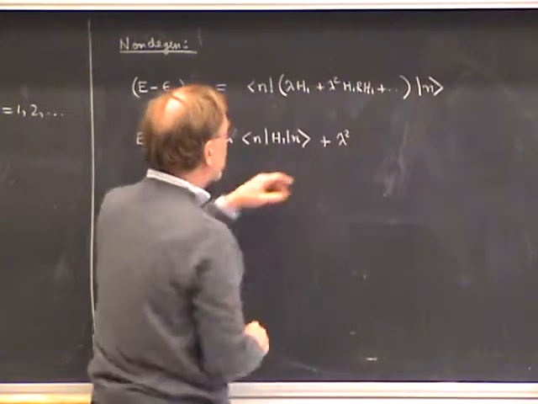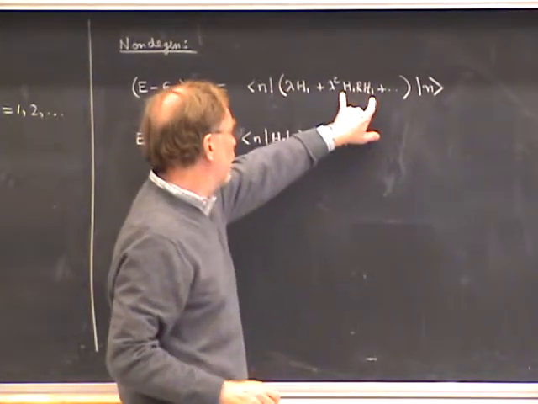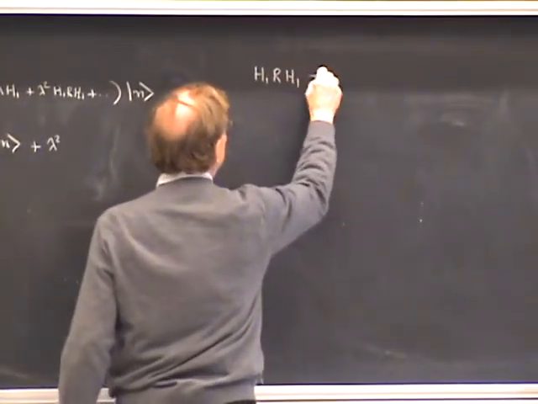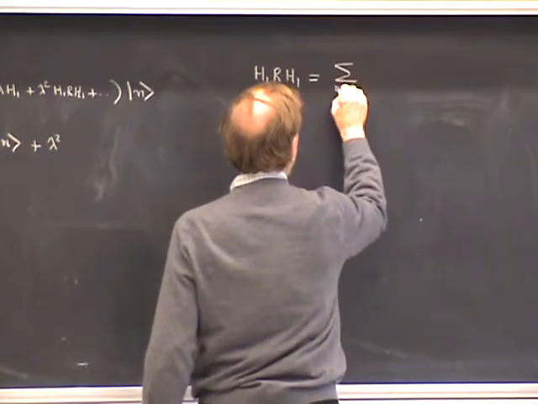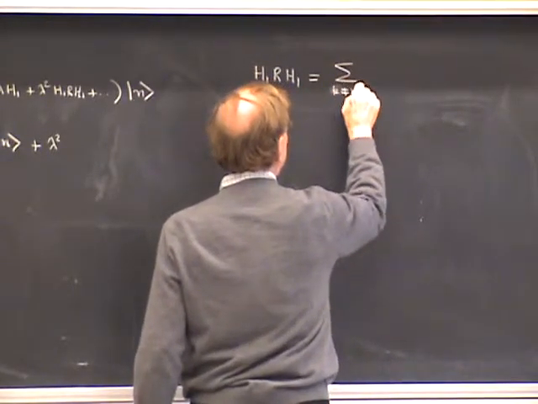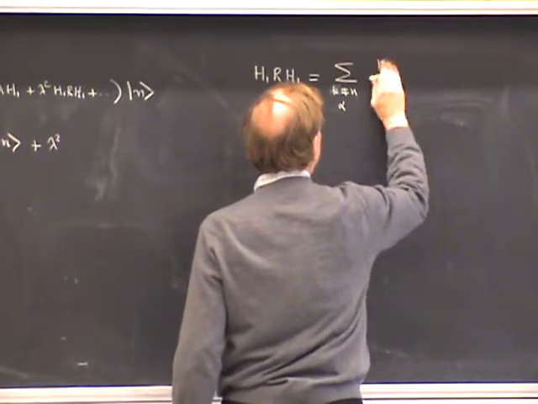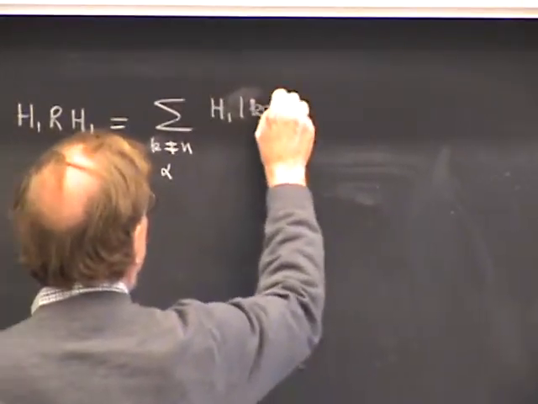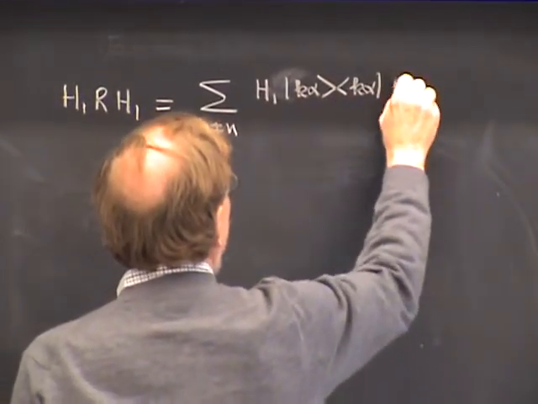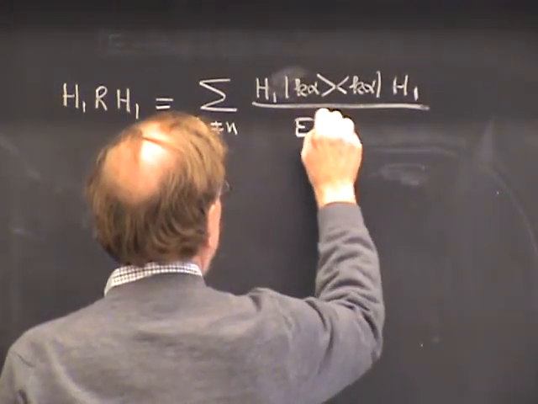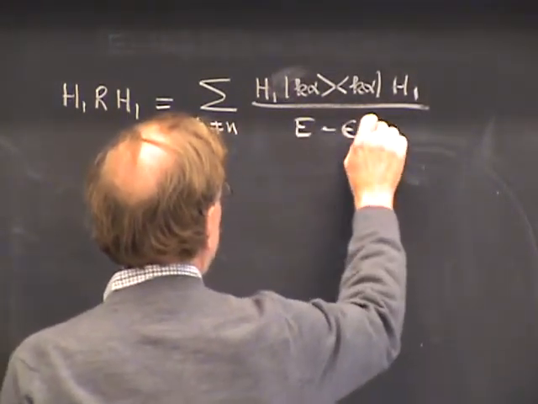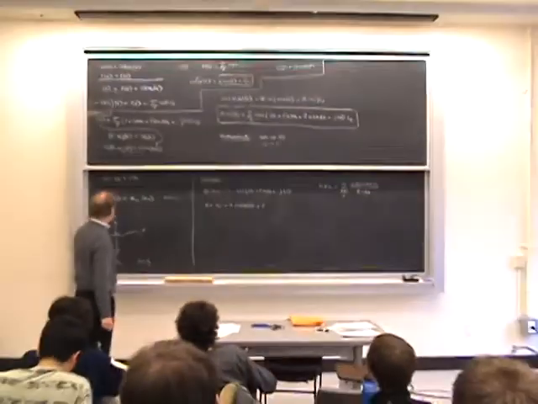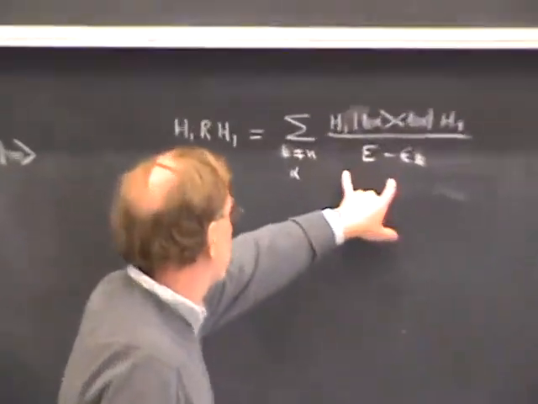And the second one is lambda squared, and I need the operator H1 R H1. What is H1 R H1? It's equal to the sum on alpha, k not equal to n, of the outer product |k alpha⟩ ⟨k alpha| H1, divided by the energy denominator (E minus epsilon n)(E minus epsilon k), using the definition of R, which I think by now disappeared, but this is what it gets.